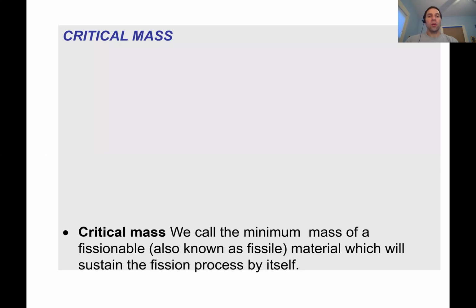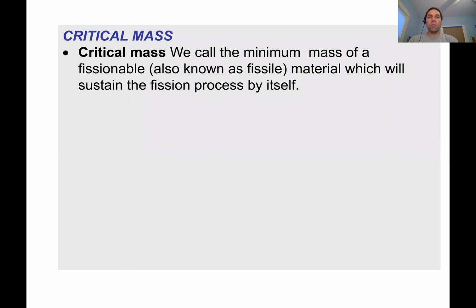Critical mass. So critical mass is what we talk about in nuclear physics when we think about what is required to sustain a chain reaction that we've been talking about, where again, out of a fission, at least one, or on average, one neutron goes on to cause another fission. There's a minimal mass that's required depending on the type of isotope you're using, how well they are enriched, which we're going to talk about in a second, and the geometry. And so this minimum mass of fissionable, which is also known as fissile material, is that minimum mass that's required to sustain the fission process by itself.